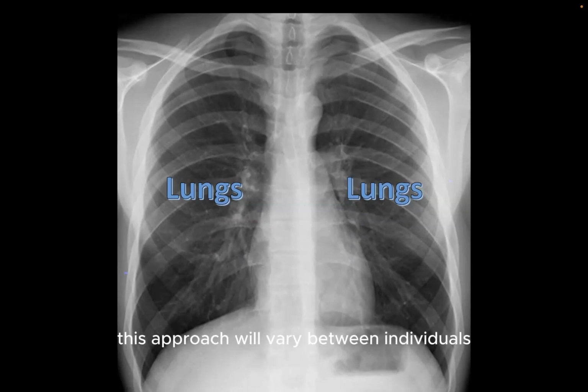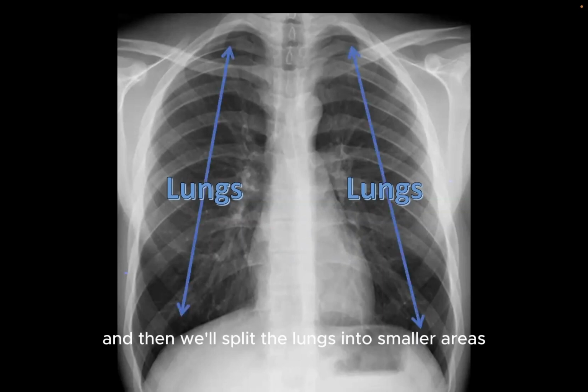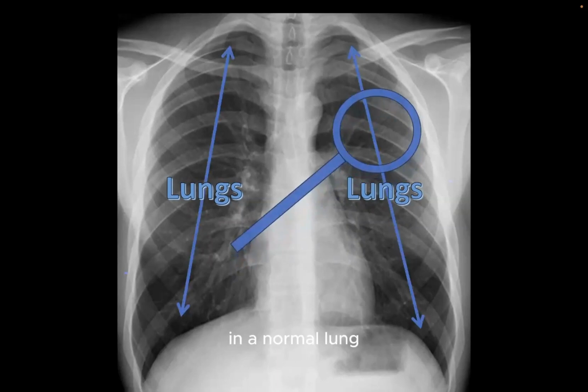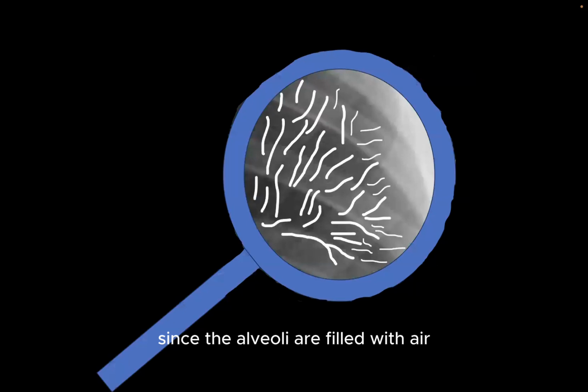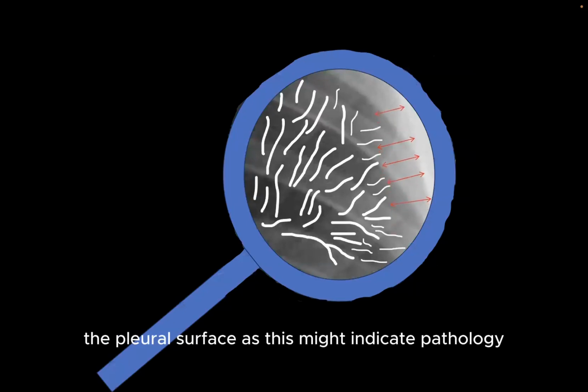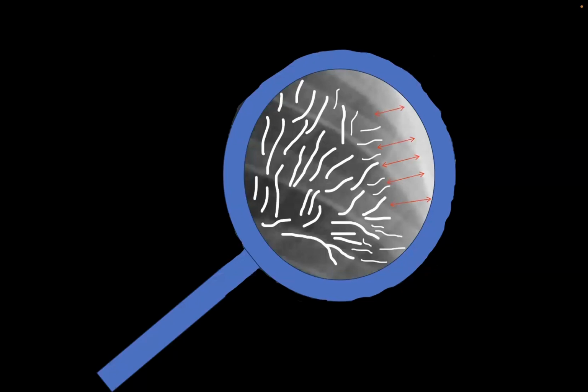This approach will vary between individuals, and of course there's no right or wrong way to do this. Personally, I like to start by looking at the lungs. First a quick glance at everything, and then we'll split the lungs into smaller areas where we look more carefully. In a normal lung, we should see small white vessels throughout the lung since the alveoli are filled with air. However, note that the vessels should never reach the pleural surface, as this might indicate pathology like pulmonary edema.